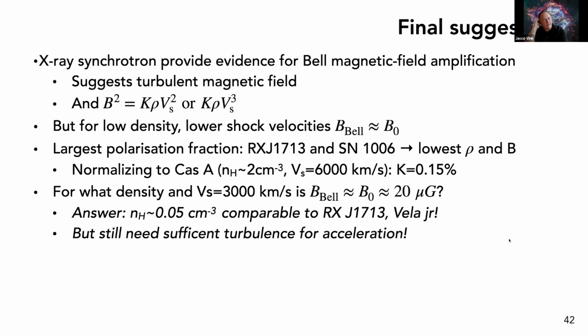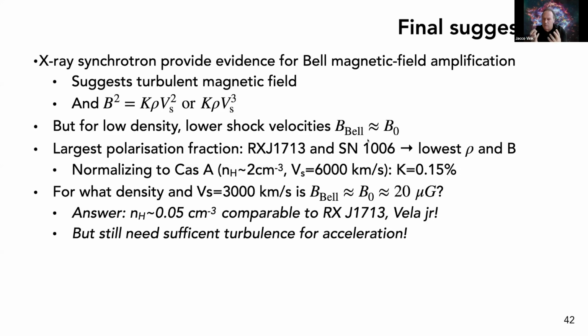Now, a suggestion that I think might be valid myself and is related to this Bell instability. I already told you that what we basically see is that B squared downstream of the shock seems to be proportional to a constant times rho v_s squared, or maybe rho v to the third. But for very low densities, you expect the instability to be comparable to the average magnetic field that was already there. So Bell induces some turbulence, but it's very minor compared to the stable magnetic field that was already there.